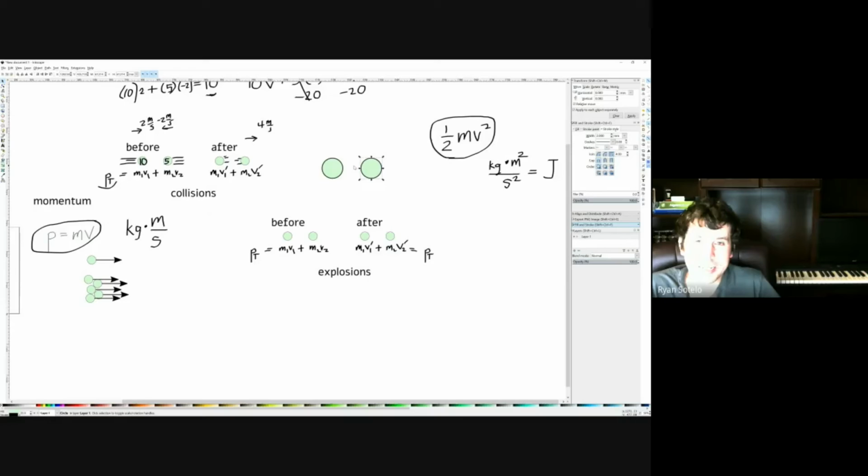A totally inelastic collision would be when it's like you threw Play-Doh at each other and they hit in the air and they just sort of stuck together. So they became one ball of Play-Doh. If the things collide and stick together, that's a completely inelastic collision.